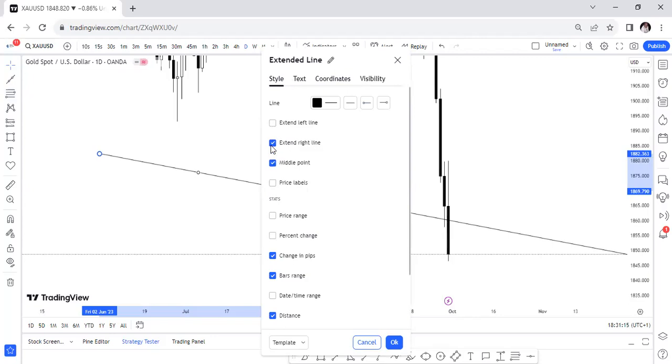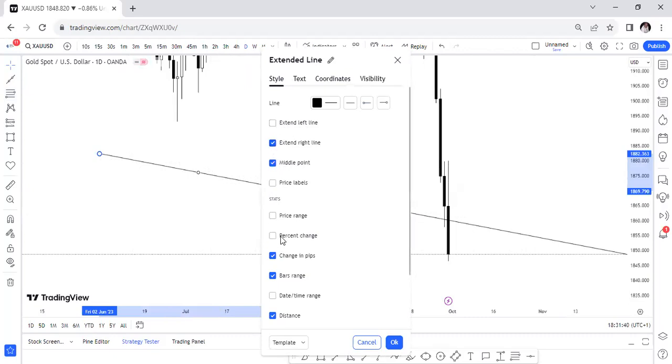Please look carefully. You don't choose extended left line. You choose extended right line. You choose middle point. This is the middle point. You want it to extend right only, not left and right. So you won't choose this upper one. You choose the middle points. Those are the points you want to reflect in the trend line.